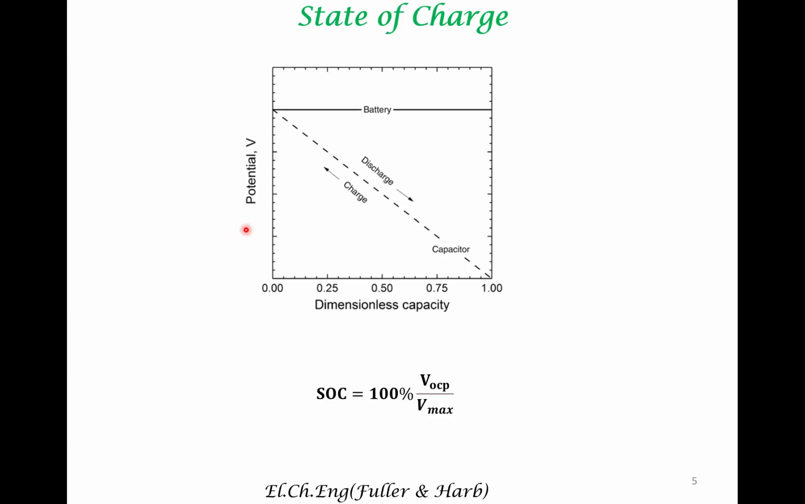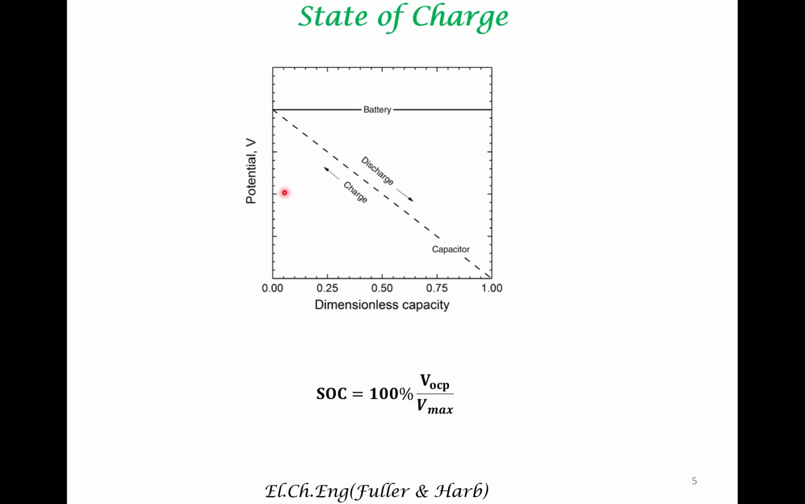The state of charge is a quantity which we have already seen. In a battery, because the voltage does not change with respect to the discharge of a battery, it is not easy to assess the state of charge of a battery. As opposed to that, it is easy to assess the state of charge of a capacitor. How do you do so? Let's say Vmax is the maximum voltage that a capacitor can give.